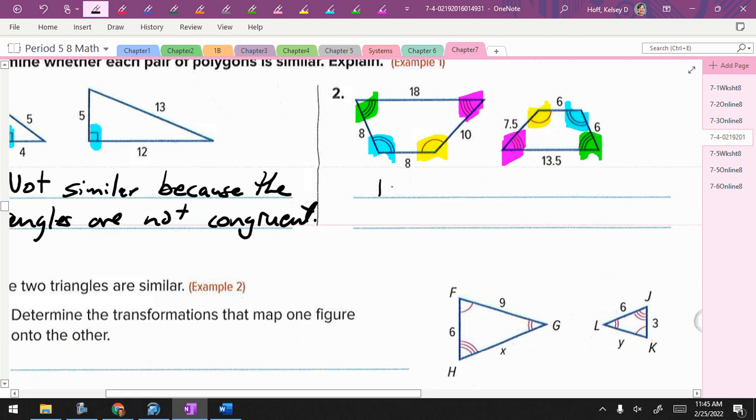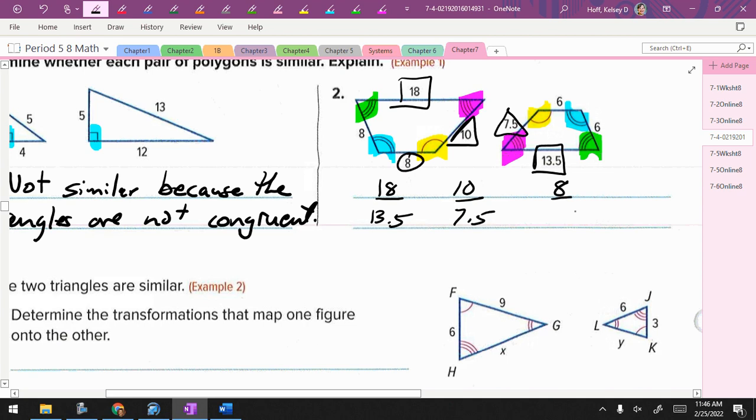So my question for you, 18 from this quadrilateral matches up with what side on the other quadrilateral? 13.5. Very good. 10 on the left matches 7.5 on the right. 8 on the left matches 6 on the right. And the other 8 on the left matches 6 on the right. Does everybody see how we got those matched up because of those swoops?